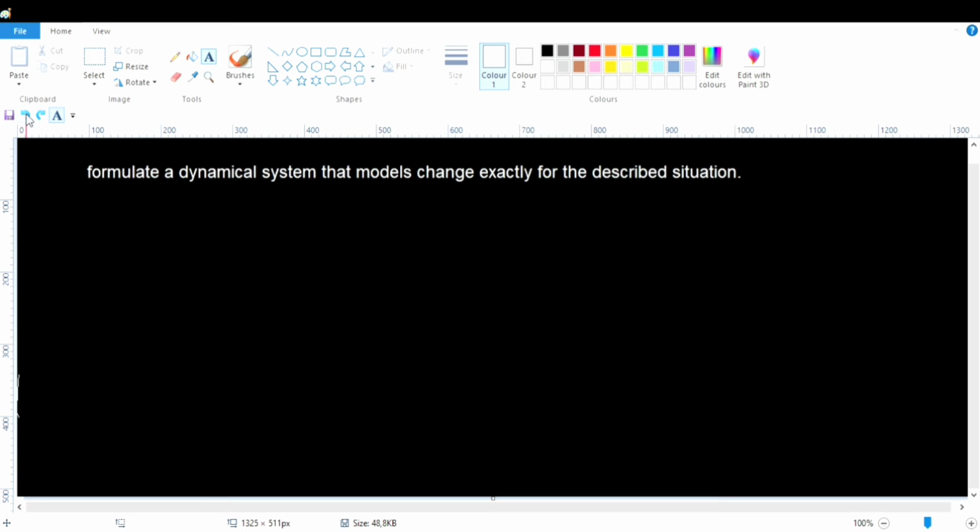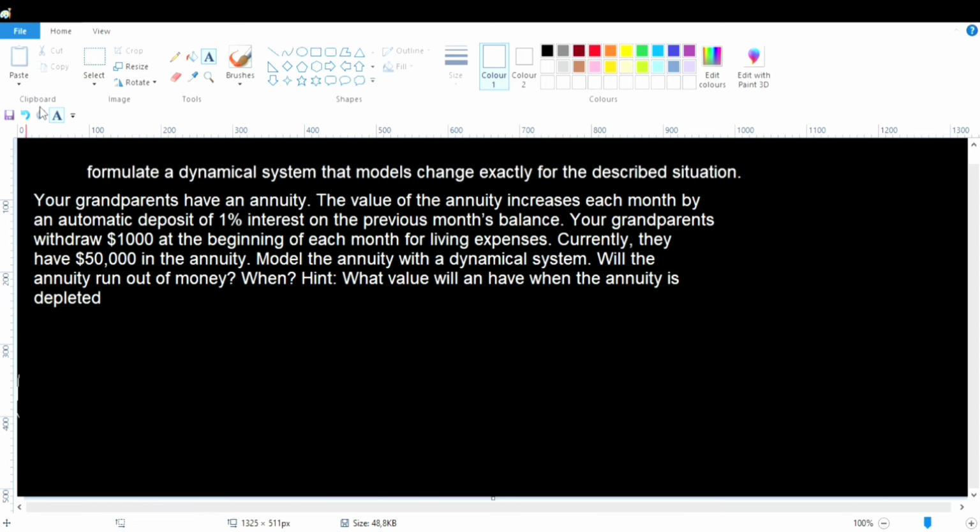In this video, I'm going to show you how to formulate a dynamical system. Here is an example. Before you even attempt to formulate a dynamical system, it is important to first try to understand the scenario. If you really understand the scenario, it is much easier to formulate a dynamical system. Okay, let me start by reading the scenario. Then we'll go ahead and answer the questions.